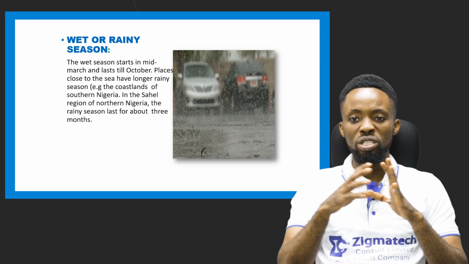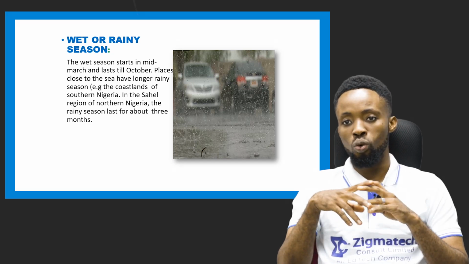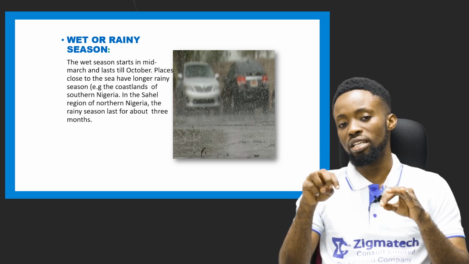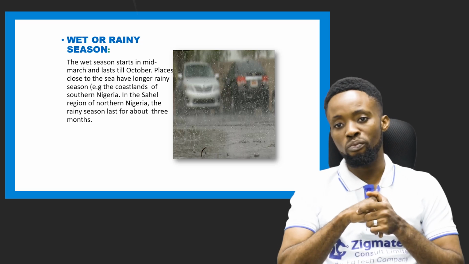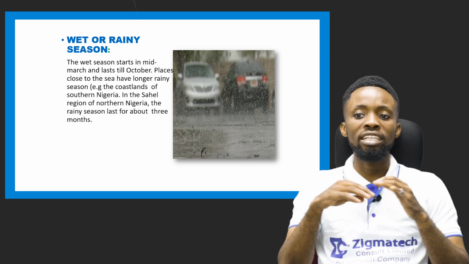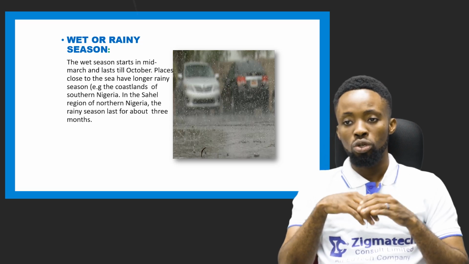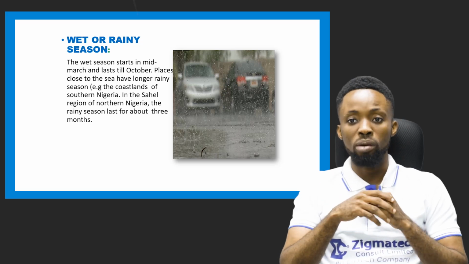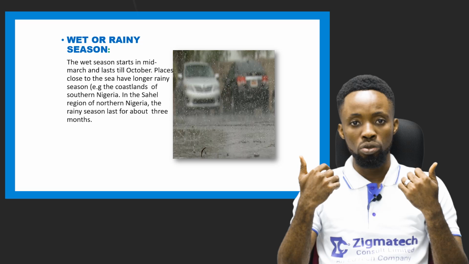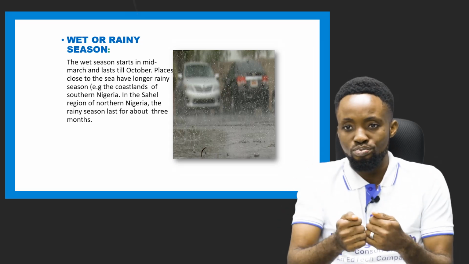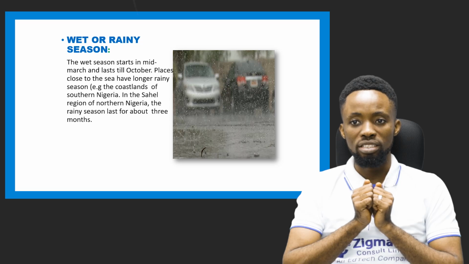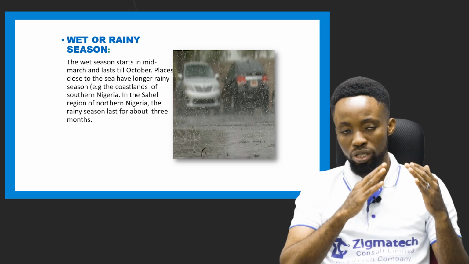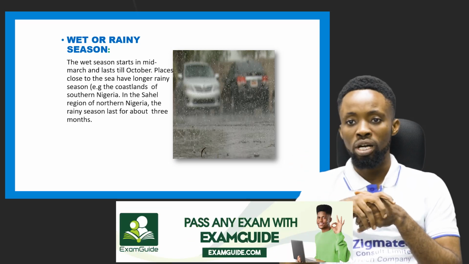Now, let's start with the rainy season or the wet season. This season usually starts in the mid part of March during the year, and it lasts till October. Though we have some places like the mangrove swamp and the freshwater swamp where the rainfall can even last beyond that period down to November, but usually from mid-March to October.